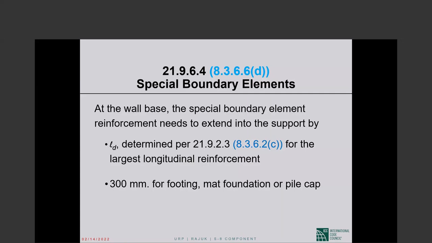Okay, so if the shear wall is sitting on a foundation or a footing, the special confinement shall extend into the foundation or footing by one development length of the largest longitudinal bar or 12 inches, whichever is the larger of the two.